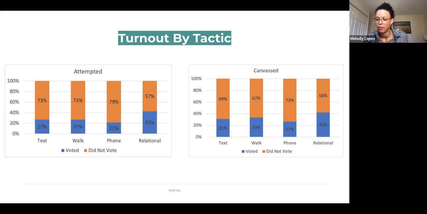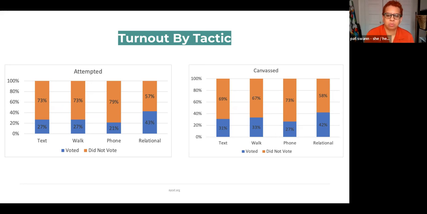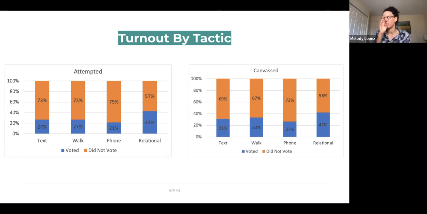Any questions? Melody, where would social media fall in all of these tactics? Yeah, I mean, the one thing that we can do in Van off-hand that I can think of is really not designed to track contacting folks through ads, which I know is a valid way to do things.